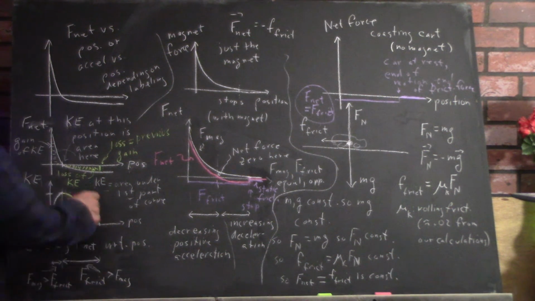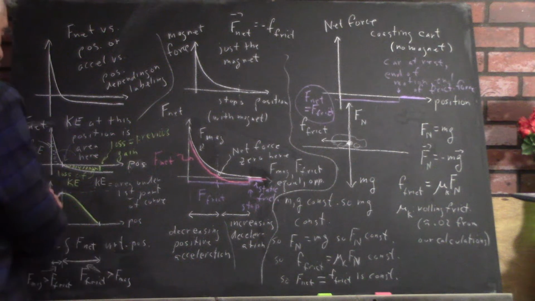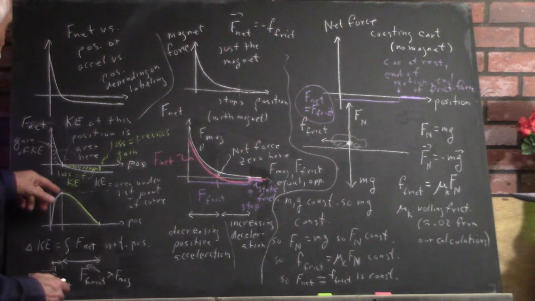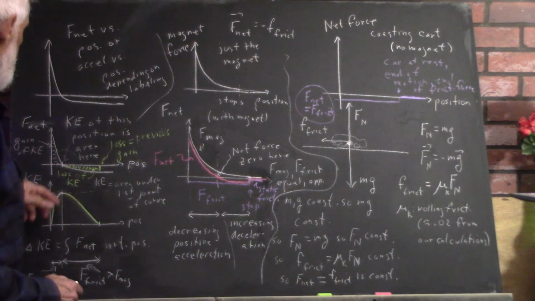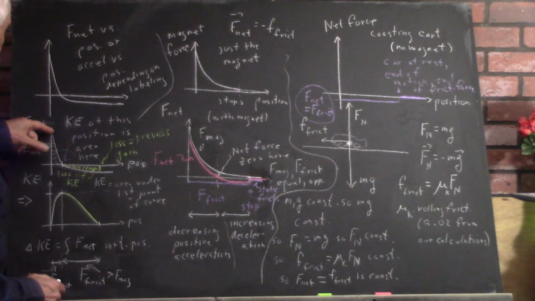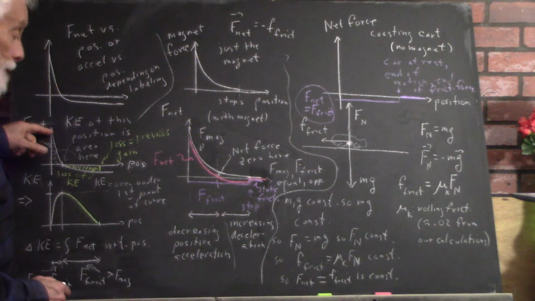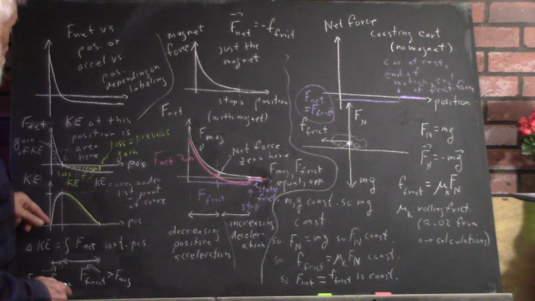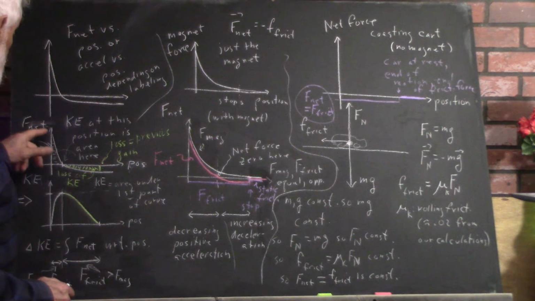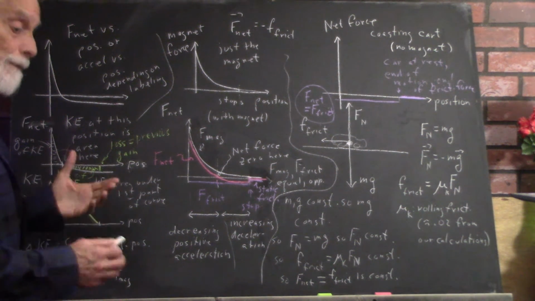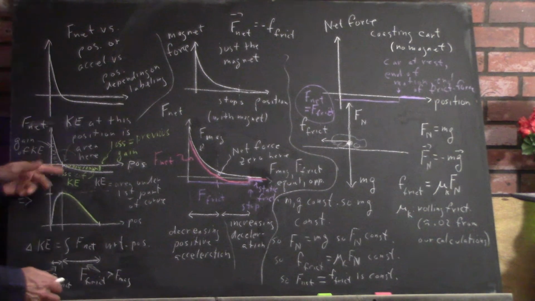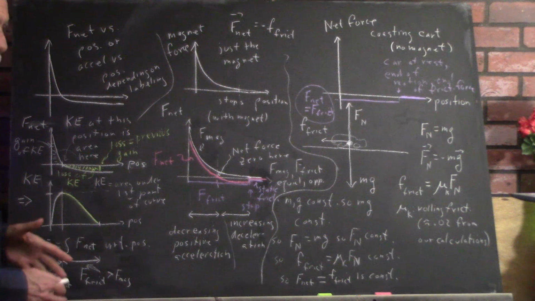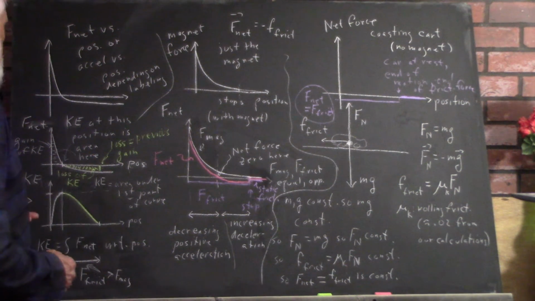Now on a graph of kinetic energy versus position, your kinetic energy is going to go up quickly and then kind of level off, because this curve is high here, but by the time you get down here it's low. When the curve is high, it means you're picking up kinetic energy fast. When the curve is low, it means you're not picking up kinetic energy very fast. And of course, when your curve is below the axis, you're losing kinetic energy.